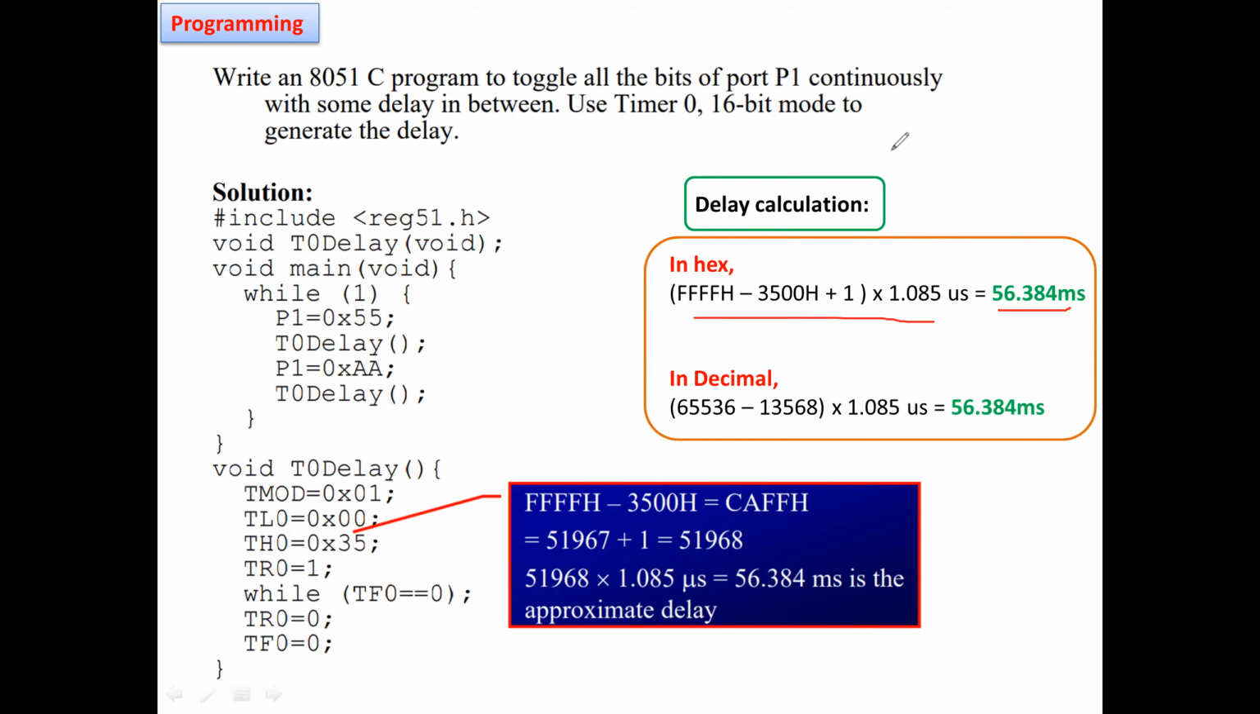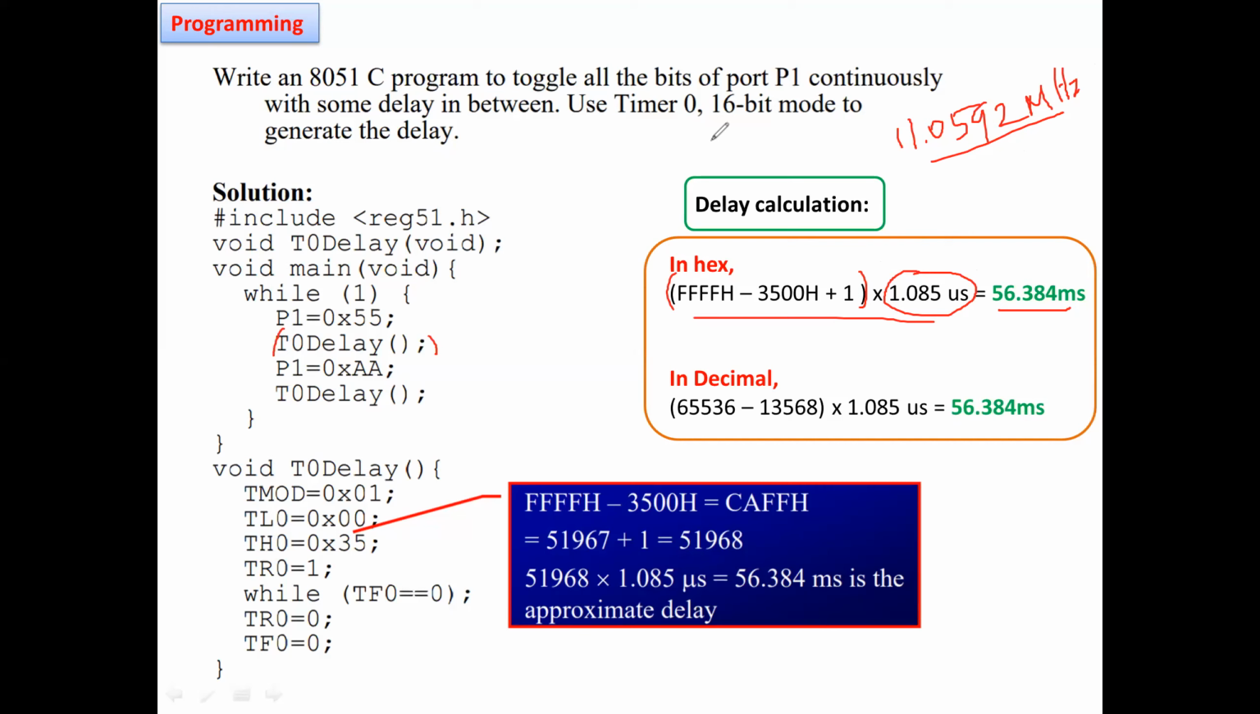Assume your crystal frequency is 11.0592 megahertz. If they have not given it in the question, you have to assume. If they have given a different frequency in the question, keep that frequency, divide 1 by it, take the inverse, and that will give you your time period. So this is your count, and count into time period will give you the delay period for your function.